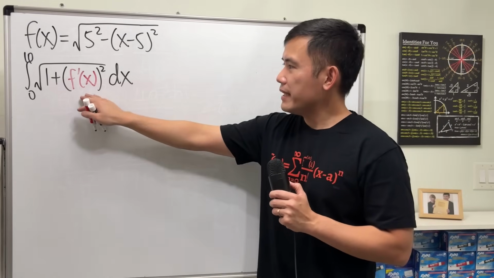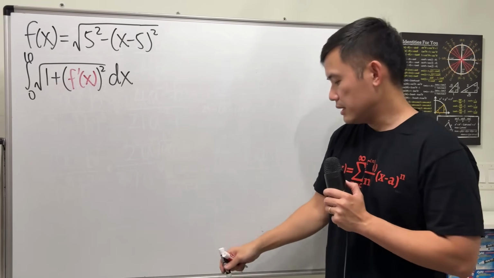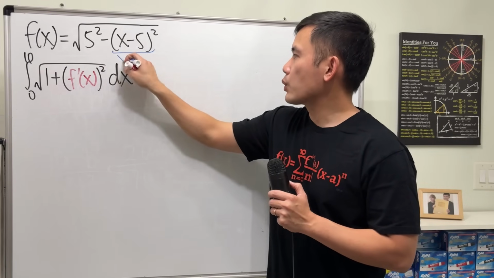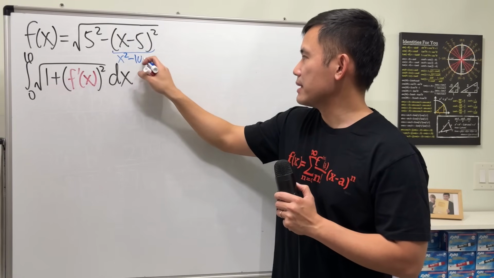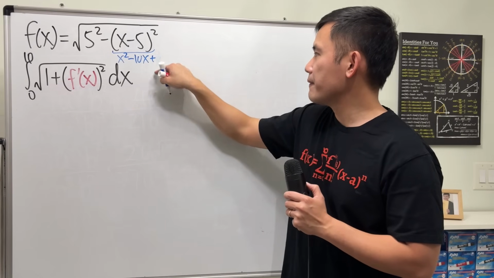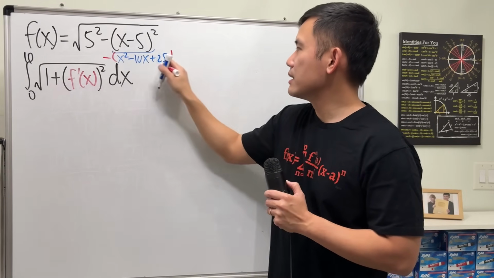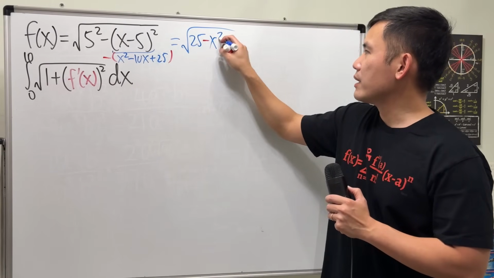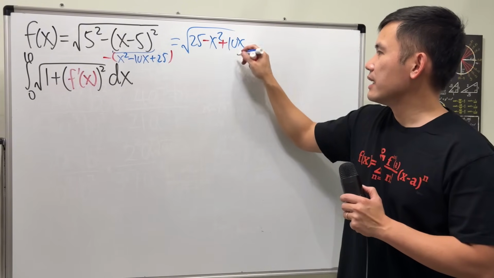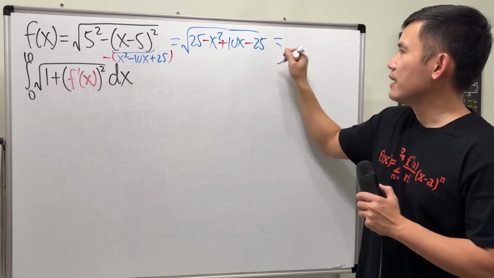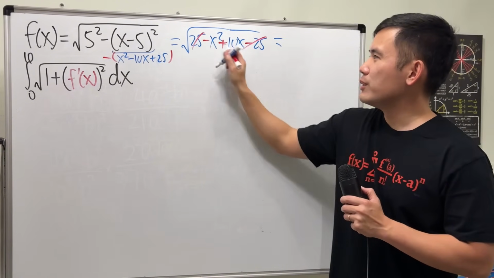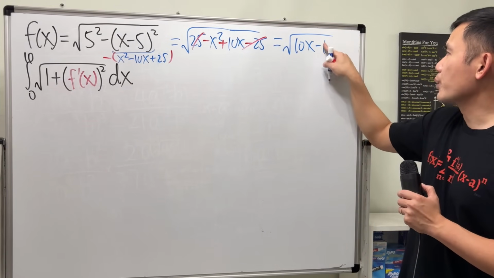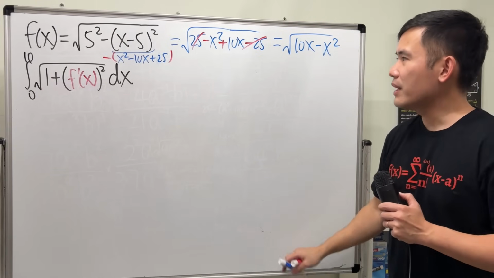Firstly though, before I take the derivative, I would like to simplify the inside a little bit. To do so, we just have to multiply this out real quick, and that's going to be x squared minus 2 times this and that, so that's minus 10x, and then plus 25. And then we will have to subtract it, and that's square root, so we have 25 minus x squared plus 10x, and then minus 25. And that cancels, and let's actually put this down first. So that's the same as square root of 10x minus x squared. Okay, this is our function.